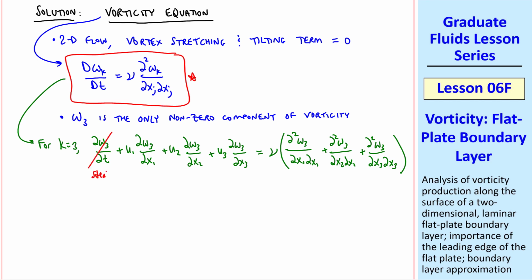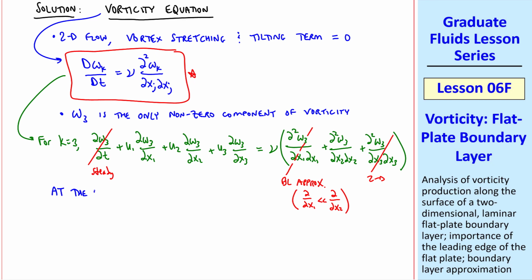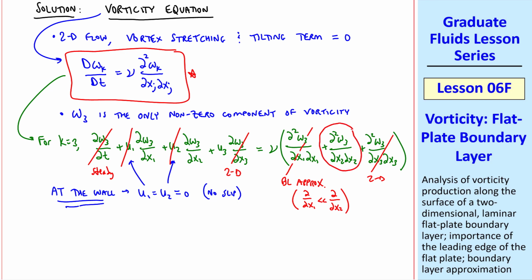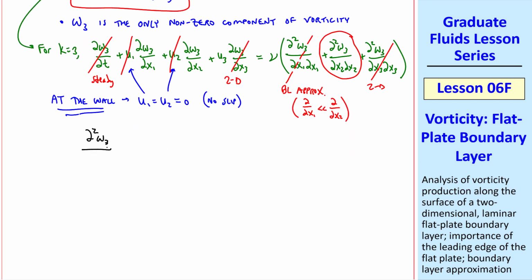We're talking about steady flow, 2D flow, and this one, by the boundary layer approximation, the first term is very small since ∂x1 is much smaller than ∂x2, and we're doing this twice. Furthermore, we're talking about at the wall, where the no slip condition tells us that u1 and u2 are 0. Therefore, these two terms also go away. Finally, this term goes away because there are no changes in the x3 direction. So everything has dropped out except this term, and so our final result is ∂²ω3/∂x2∂x2 equals 0. That's our final vorticity equation at the wall.